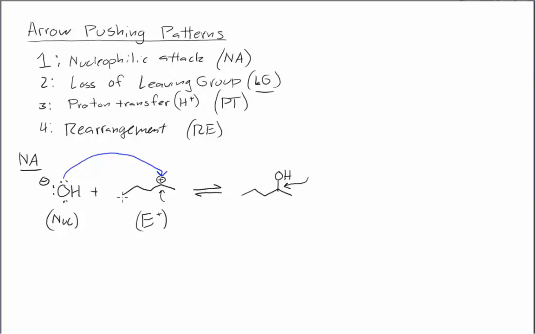Okay, so the arrow pushes are going to be our key or our map to figuring out what should go here. Sometimes we'll provide you the answer, and then it's up to you to just show us the arrows. But other times you'll see something like I just did, where we are presented with the reactants, and then we have to decide how they react, show it with arrows, and then show the final product, as I did here. Let's move on to the next pattern, and that is the loss of leaving group.